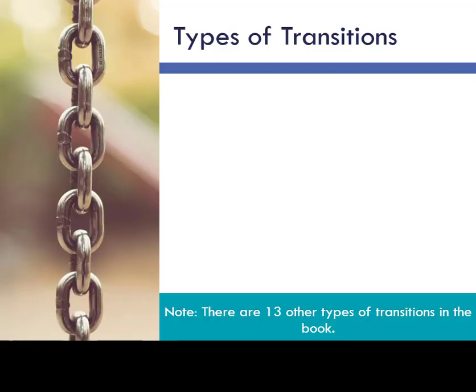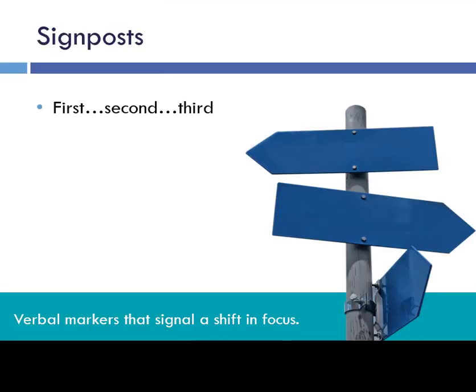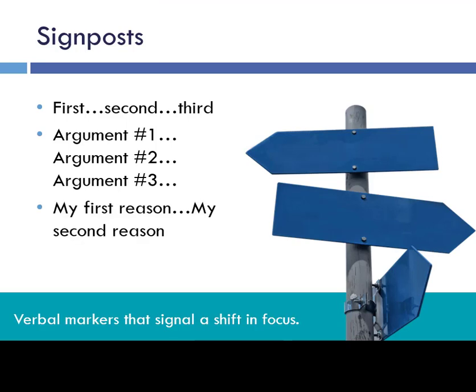So there's a couple of different types of transitions that I'm going to emphasize. I'll just point out there are 13 other transitions that are in the book. These are really the ones that are most common. So signposting: first we're talking about, second we're talking about, got this on the next slide, first, second, third, argument 1, 2, 3, my first reason, my second reason, things like that will help the audience stay focused on what you're talking about. And then you can also signal what's most important.